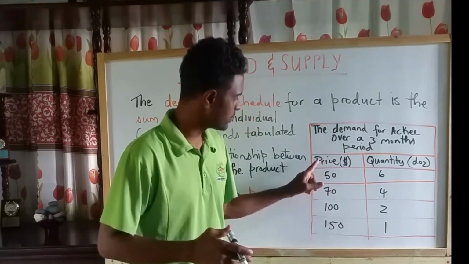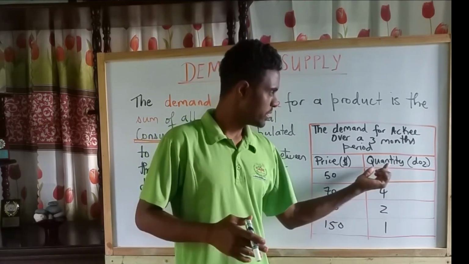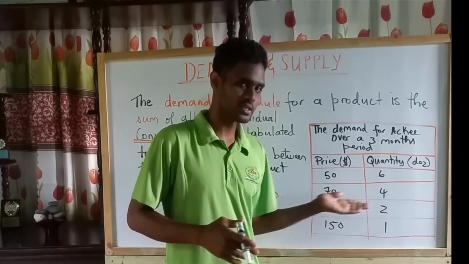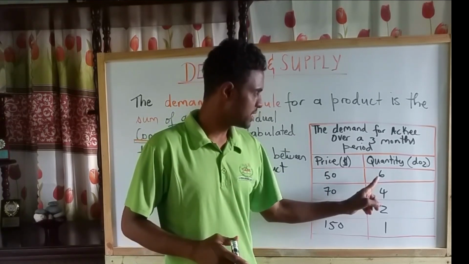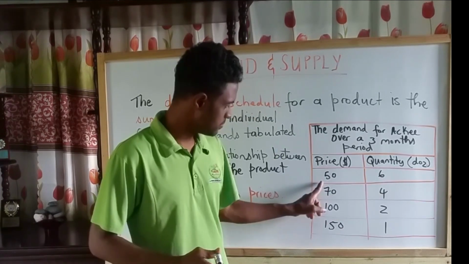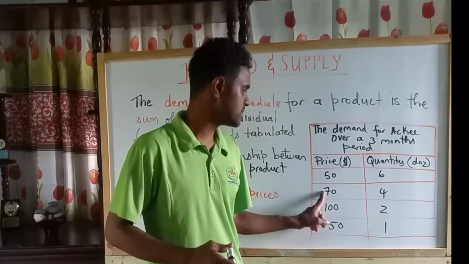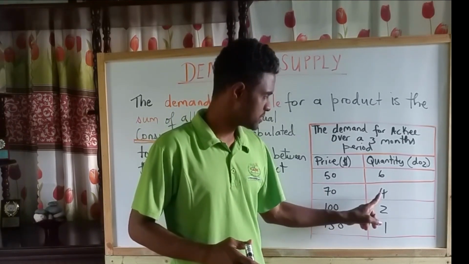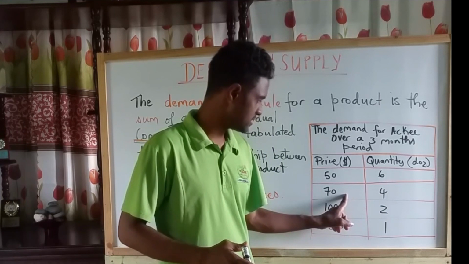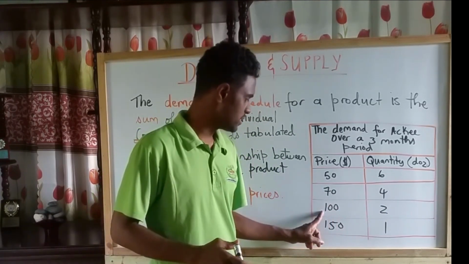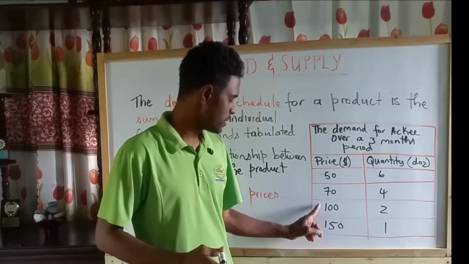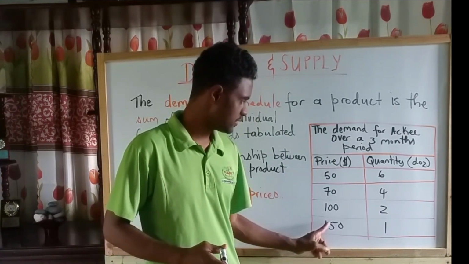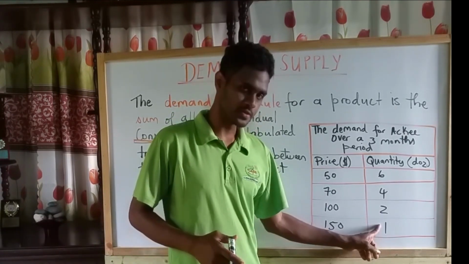On this column we have the price, on this column we have quantity. So we'll look at the relationship. When the price for Aki was at $50, the quantity demanded was 6 dozen Akis. When it moves to $70, we see that the amount demanded was 4 dozen Akis at $70. When the price goes up to $100, the quantity demanded is 2 dozen Akis. When price goes up to $150, the amount that is demanded is 1 dozen.